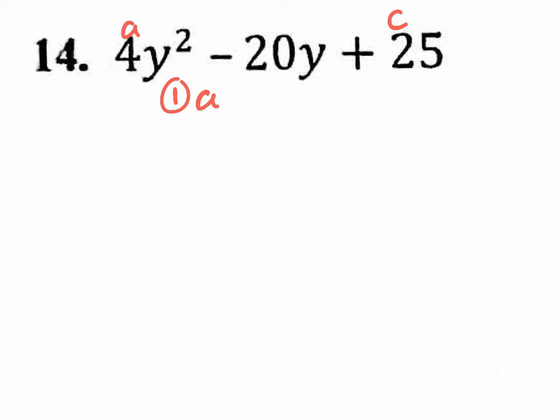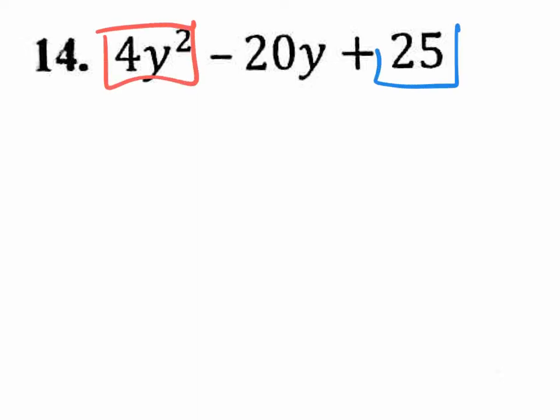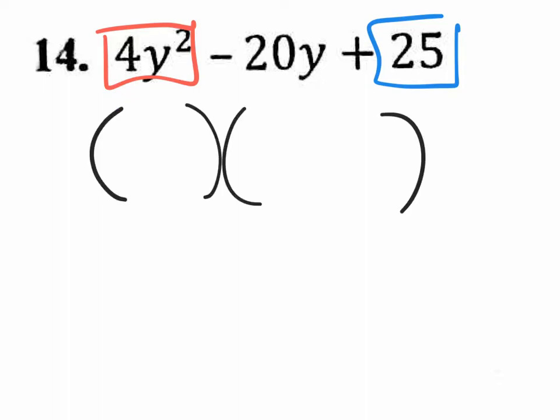What's an easier way of doing this long method? Square rooting. If you do have a perfect square term in the front and a perfect square term in the back, it's a great idea to try to just square root them, plug them into your factored form answer format, and see if they work. So the square root of 4y squared is 2y, and the square root of 25 is 5. So you have a 2y and a 5.